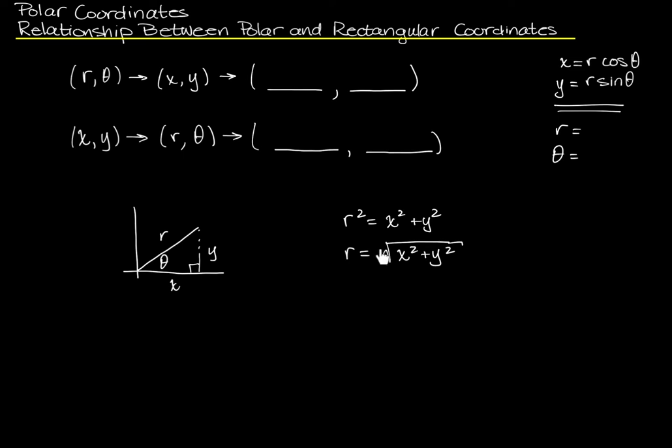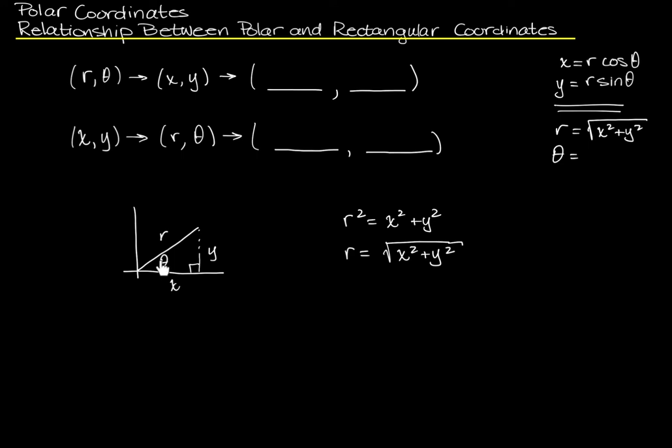Now, normally I'd say don't forget your plus or minus here, but because we're dealing with a radius, I know we've just been dealing with polar radii that can be negative, but we're thinking of this as the length of a side of a triangle, so that has to be positive. So r, if you know x and y, can be found by plugging x and y into that formula.